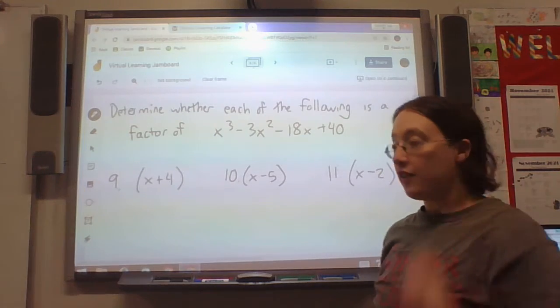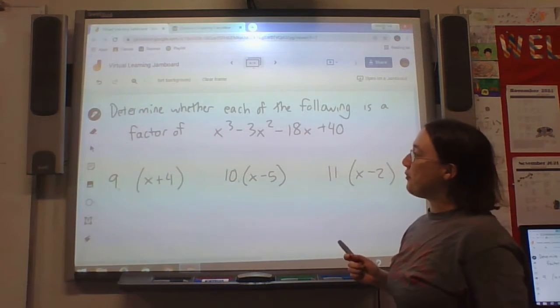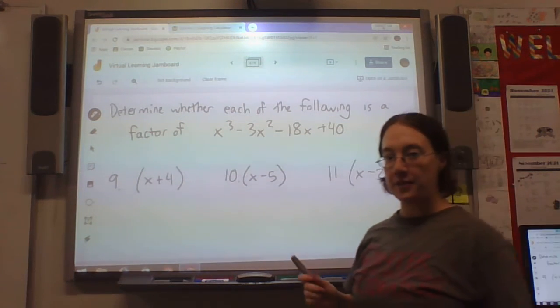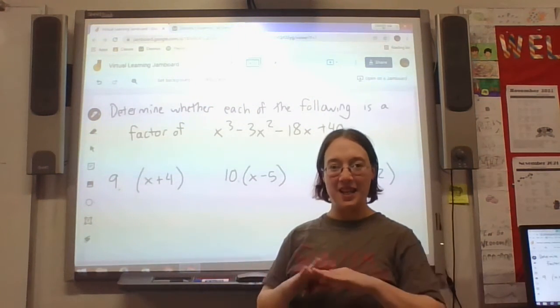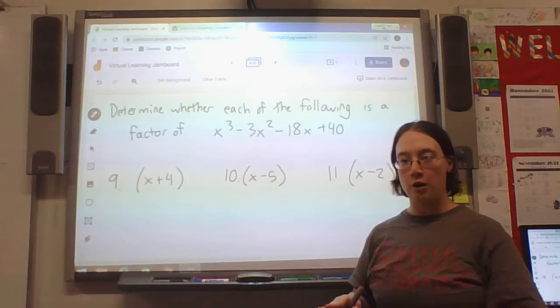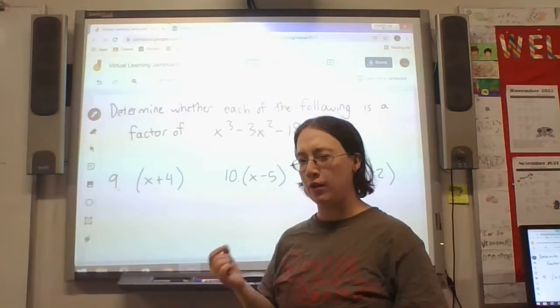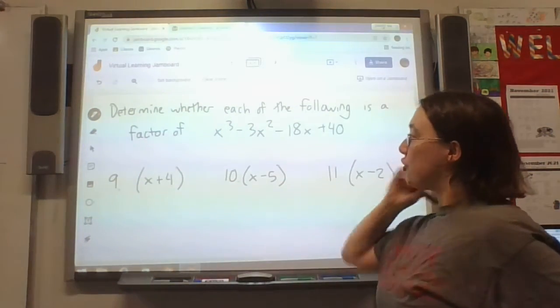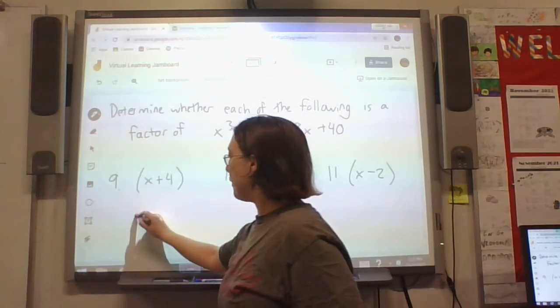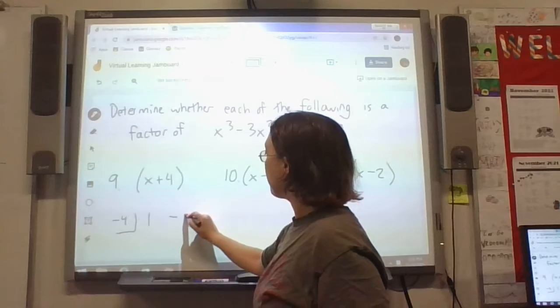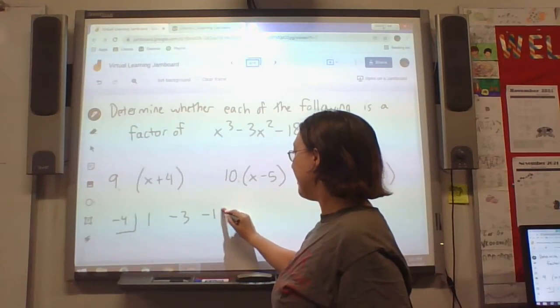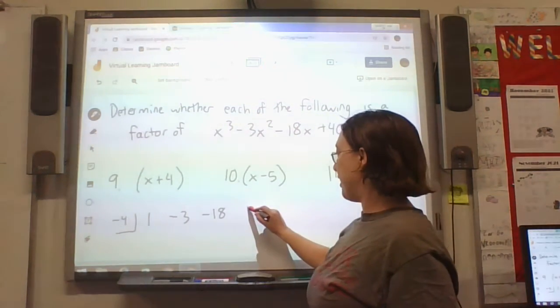All right, these things. So if we want to determine whether each of the following is a factor of that, factors were things that divided out nicely and evenly and didn't give us a remainder. So what we're looking for here is, do we get a remainder when we divide by them? So if we're looking at that first one, I'm just going to go ahead and put that negative 4 in the box. And we've got a 1, and a negative 3, and a negative 18, and a positive 40 on the outside.